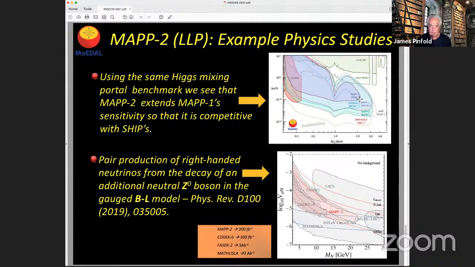So we're pursuing a useful function of being complementary not only to the LHC detectors, but to the new proposed large long-lived particle detectors. This is another example where we have the right-handed neutrinos from the decay of an additional neutral Z boson. Here's the paper, and you can see MAP2 filling again the space between LHCb and Methuselah. And here we see the other detectors proposed, Codex B and Faser. Of course, Faser 1 is now running, but this is Faser 2. So we can see that, again, we do some useful work.